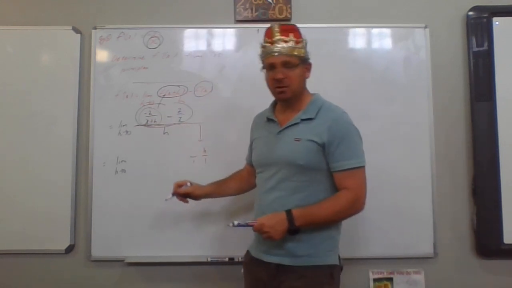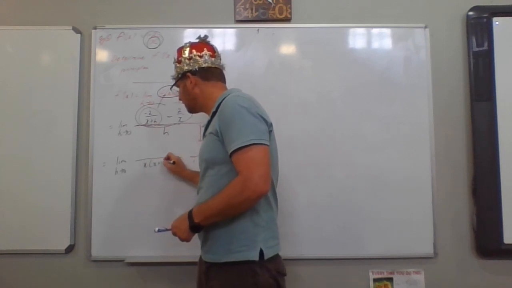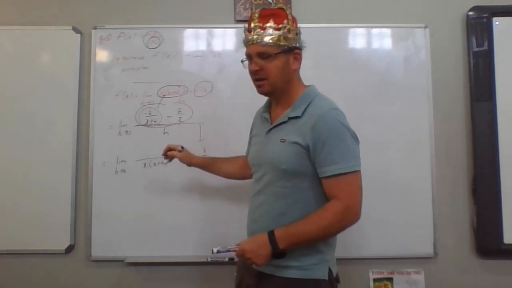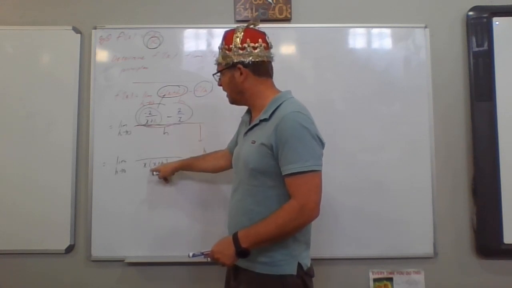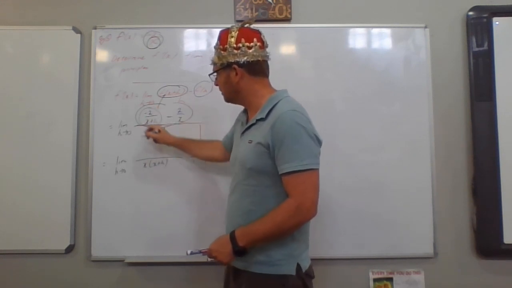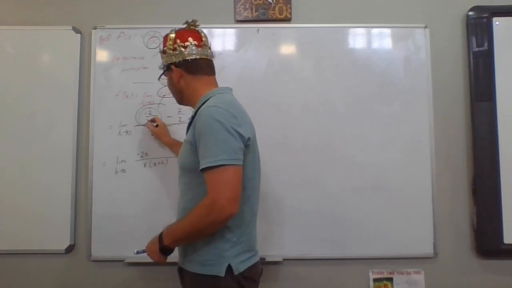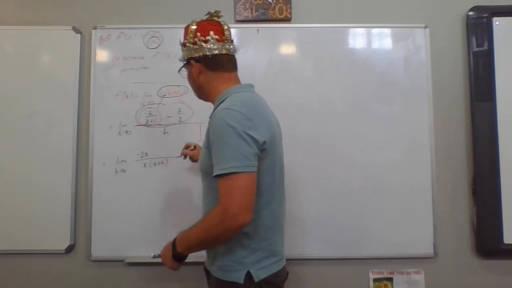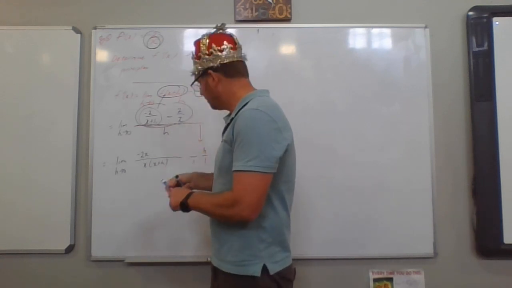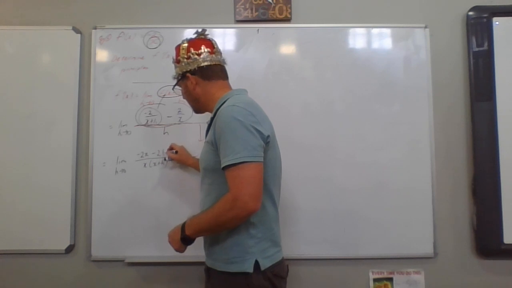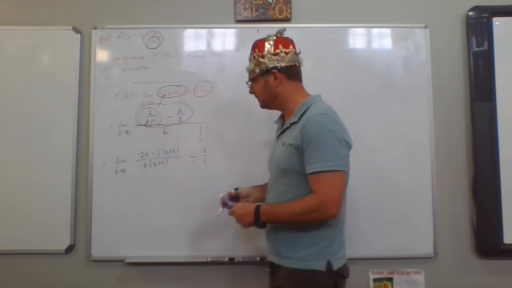So what's the common denominator there? Well, it's x times x plus h. What do I times the bottom by? I times the bottom by x, and I times the top by x, so it's going to be minus 2x. And here, what did I times the bottom by? x plus h. So I've got to times the top by x plus h. So I end up with that.